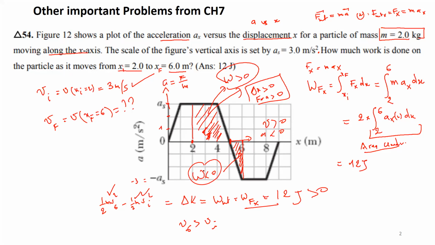Okay. But overall, when I arrive here, my velocity is still bigger than here, because the overall work, the net work overall, is positive. So in this area, you will have a positive area and a negative area. And it is very good to ask yourself these types of questions.